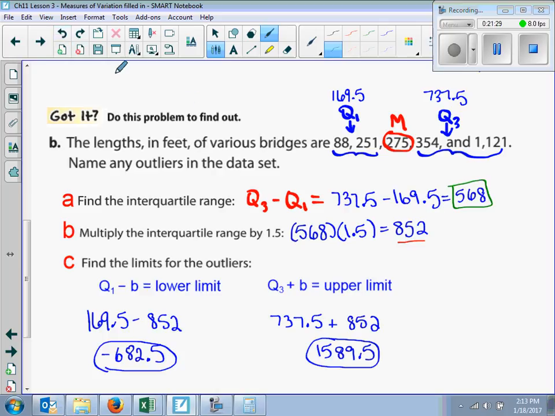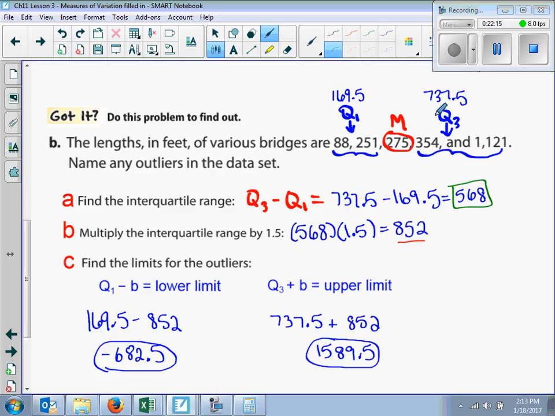So now we want to get the first quartile and the third quartile. We only have two numbers in the lower half. So to get to the median there, we have to add those two numbers and divide by 2. And you will show your work, okay? Or you can use your calculators for that, but you'll write down what they are. So you're going to add 88 plus 251, divide by 2, and you end up with 169.5. Got it?